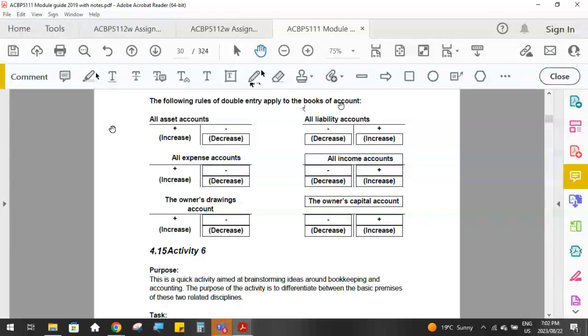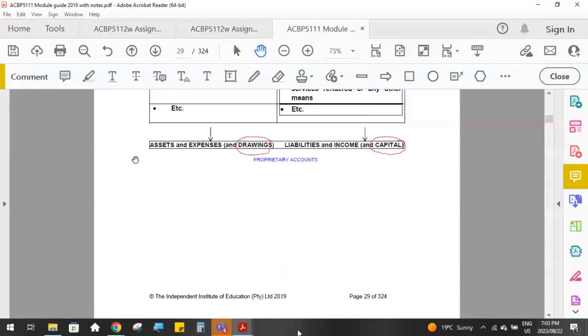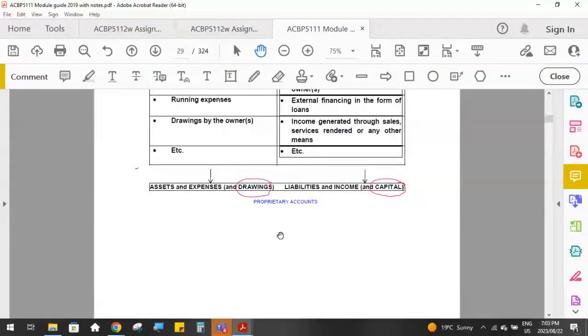Which is also something that you guys have to do in question 2 of your assignment. Then your accounting equation, they introduce on page 31 and page 32. The business entity rule is on page 33 of your textbooks. That is what I've just explained to you now, that when the owner transacts with a business, we use the proprietary accounts, drawings, and capital.